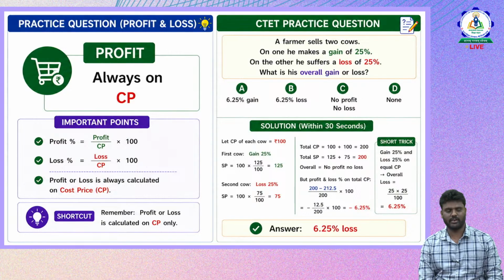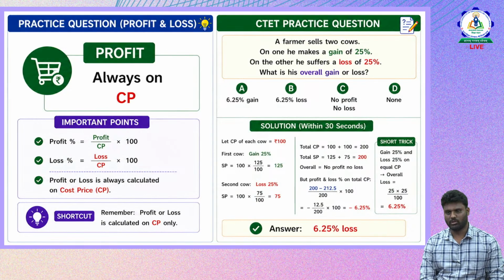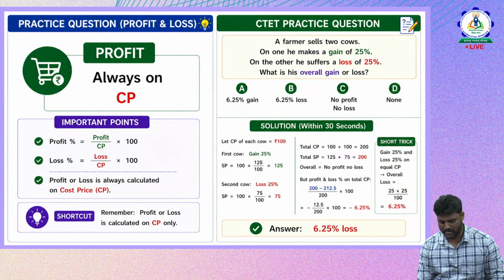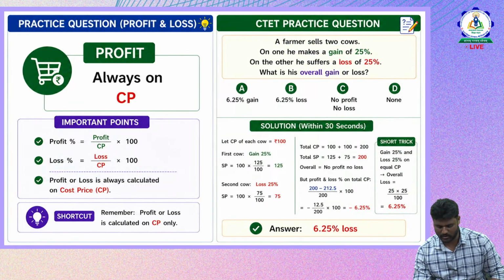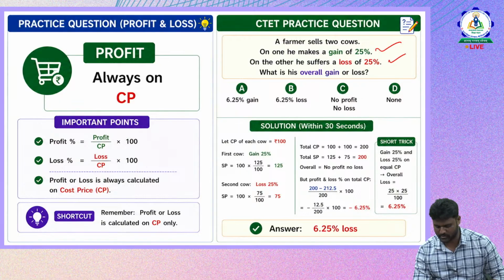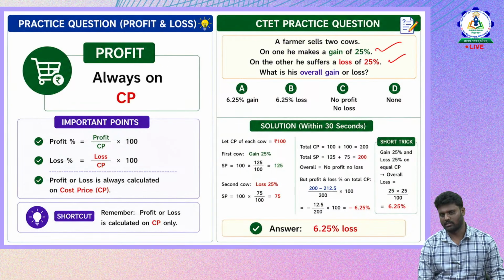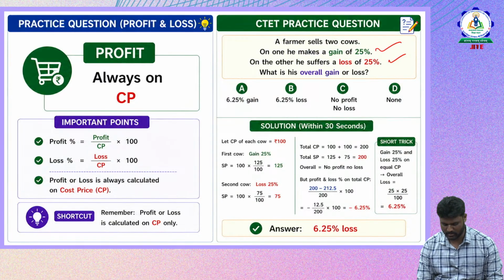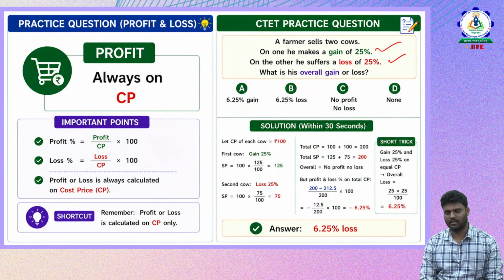Now, coming to the next question, a farmer sells 2 cows. On one he makes a gain of 25%, on the other he suffers a loss of 25%. What is his overall gain or loss? So the farmer is having 2 cows, and he sells the 2 cows. When he is selling one cow, he makes a gain of 25%, and on the other he suffers a loss of 25%. Is it a 6.25% gain, or option B, a 6.25% loss, or no profit no loss, or option D, none?